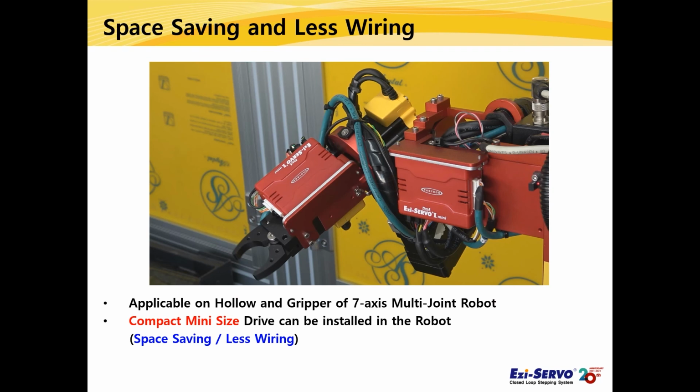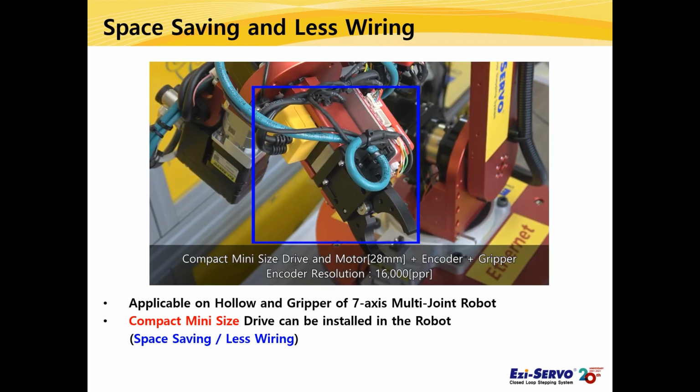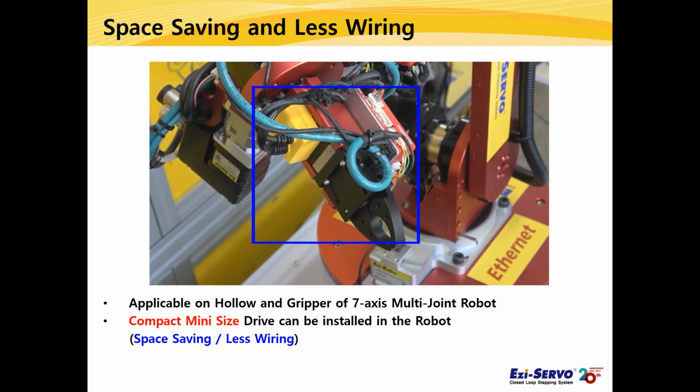Let's look at the Mini-type drive Ezi-SERVO 2 Plus-E Mini's part more closely. The drive connected to the hollow shaft motor is attached directly to this part, and the drive applied to the gripper shaft is attached directly to this part. This is the part applied to the gripper axis. The encoder cable is connected like this, and the motor cable is connected like this. You can check that the cable wiring is short because the distance between the motor and the drive is close.